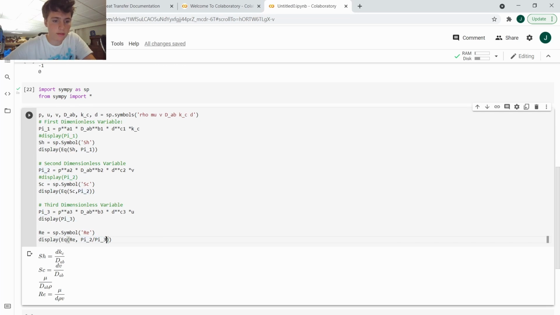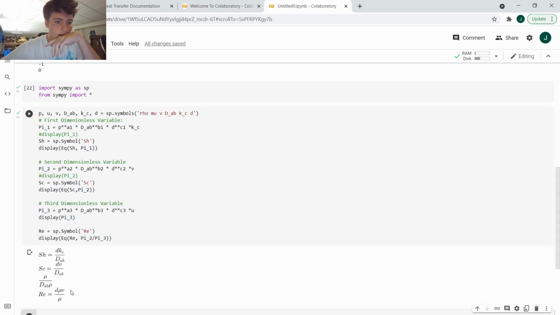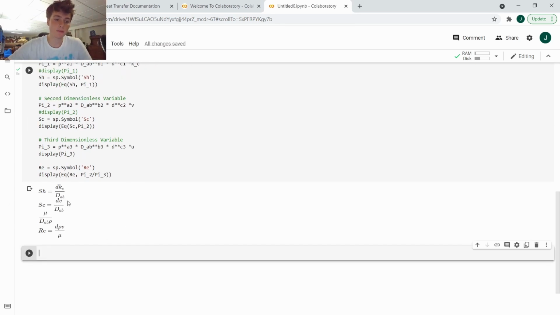It's actually the other way, just like that. And there we go. So we have the Sherwood number, the Schmidt number, and the Reynolds number. And those are the dimensionless variables that we need to describe our situation at hand. And so we are just mimicking this experiment. So we did the first step. We took all the parameters and then we reduced the parameter space by doing dimensional analysis.